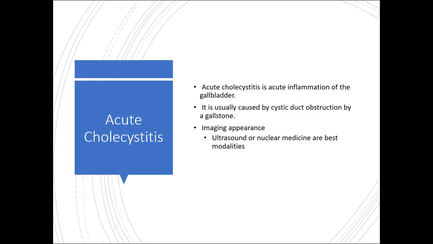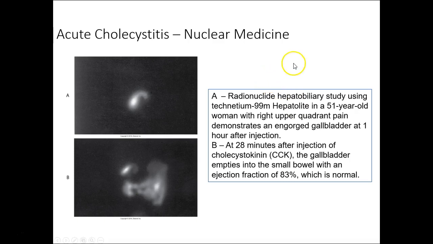Acute cholecystitis is acute inflammation of the gallbladder. It's usually caused by cystic duct obstruction of a gallstone, and ultrasound and nuc med are the best modalities for that. Here is nuclear medicine, so you can see the gallbladder here. It's a nice shot.